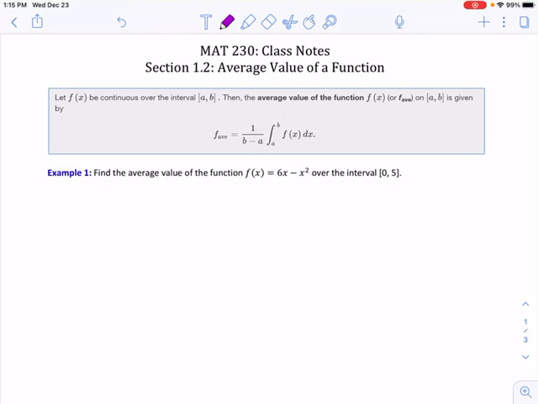In this video, we are going to find the average value of a function. Now, the formula for the average value is fairly straightforward. It is simply 1 over b minus a, where a and b are the endpoints of the closed interval, given to us right here, times the integral of the function from a to b. So let's just jump in and do the first example.